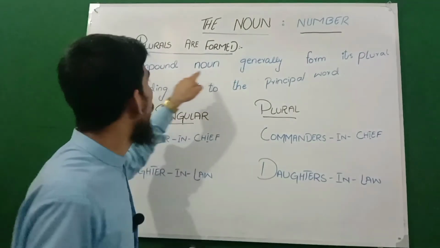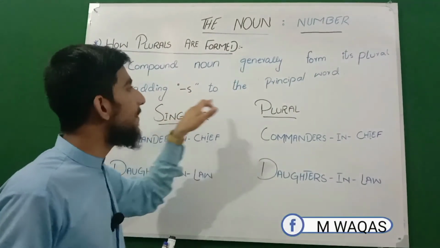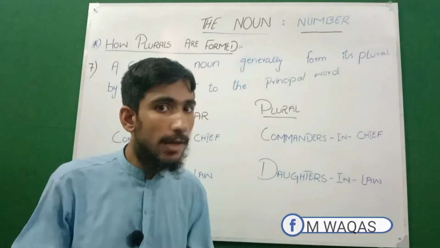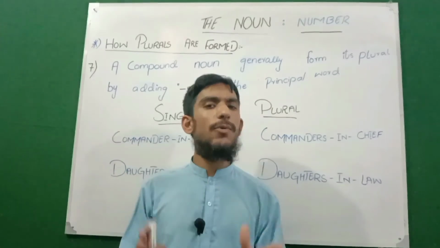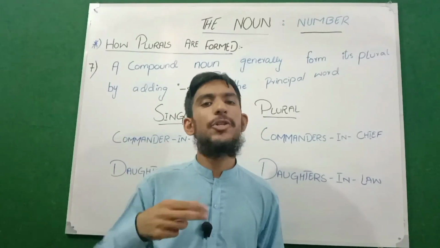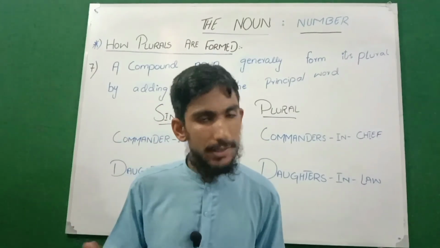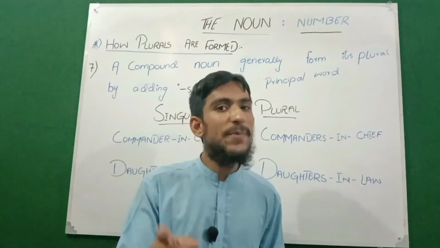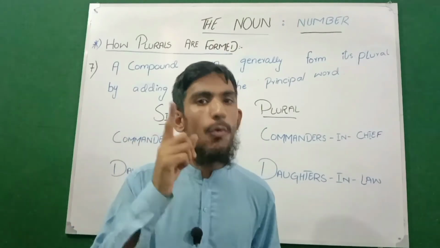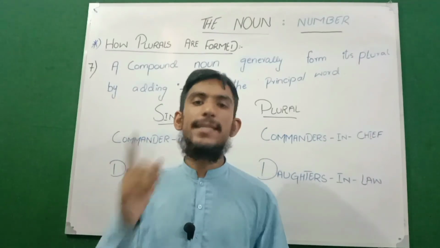Remember that a compound noun generally forms its plural by just adding s to the principal word. Now what is a compound noun? Remember that compound nouns are those nouns which are basically the combination of two nouns, and that combination gives a single noun. We call it a compound noun. If you missed the videos on types of noun, go through the channel and watch them. You will easily know what a compound noun is.